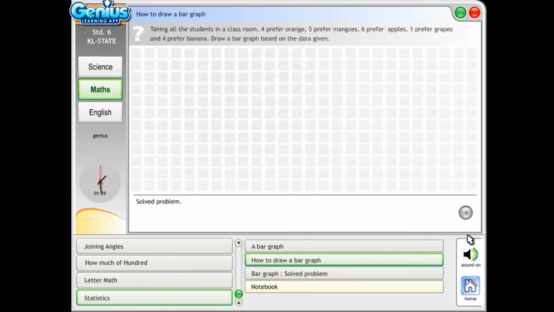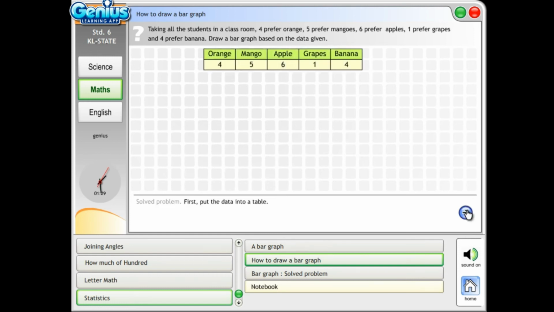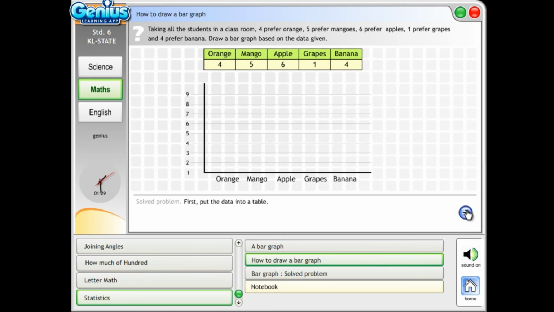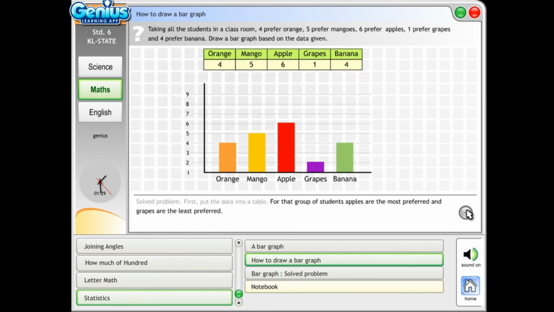Solved problem. First put the data into a table. For that group of students, apples are the most preferred, and grapes are the least preferred.